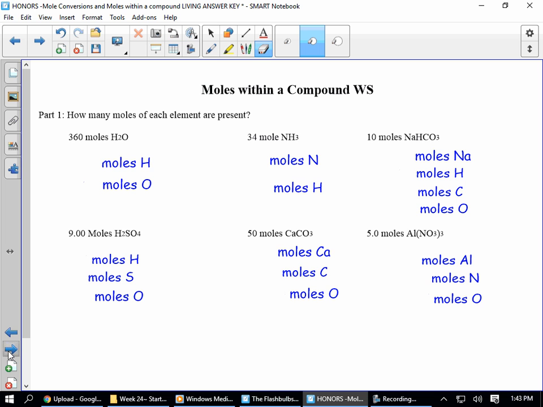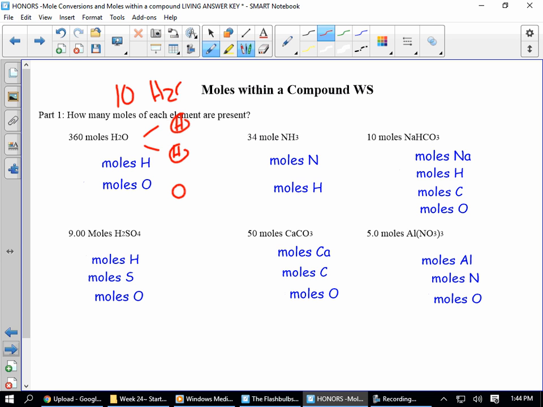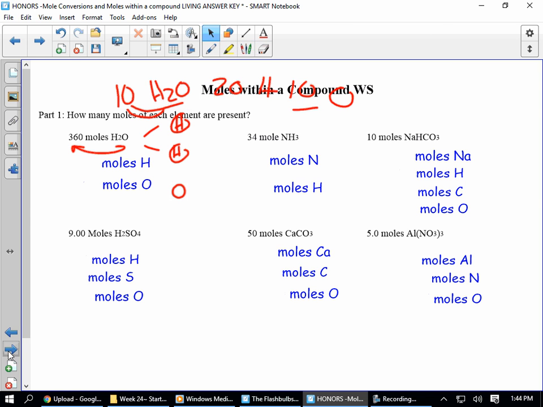We talked about, okay, when you pull this apart, every time you get 2 hydrogens and 1 oxygen. So if I had 10 waters, I would get 2 times 10, 20 hydrogens and 10 oxygens. So what we do is we just take the subscript and we multiply by what we're given. So to find the hydrogens, I do 2 times 360, which is 720, and 1 times 360, which is 360 for the oxygen.